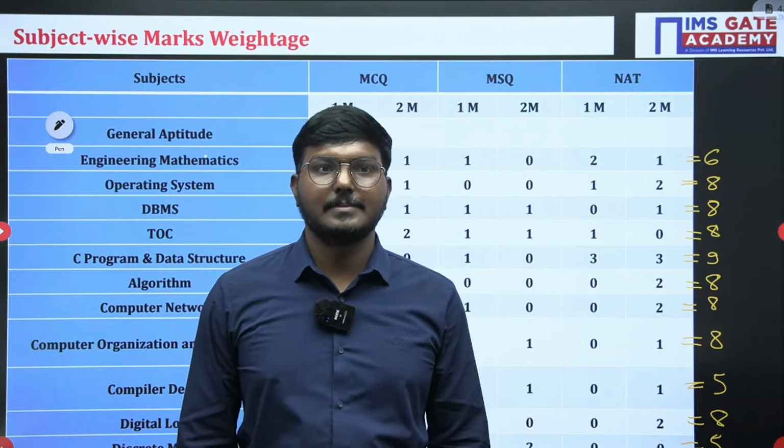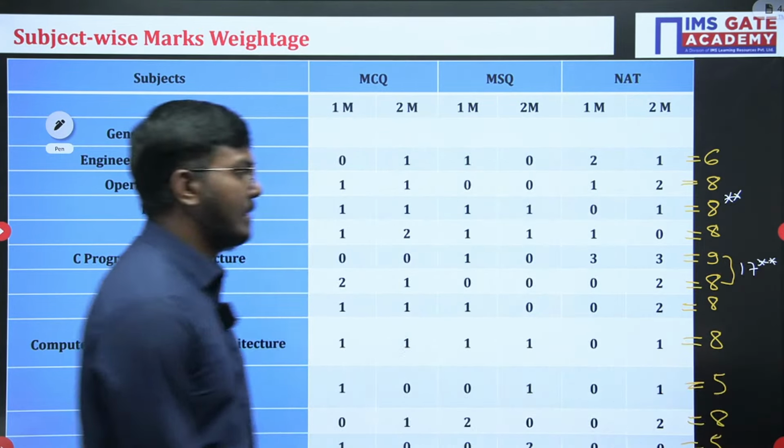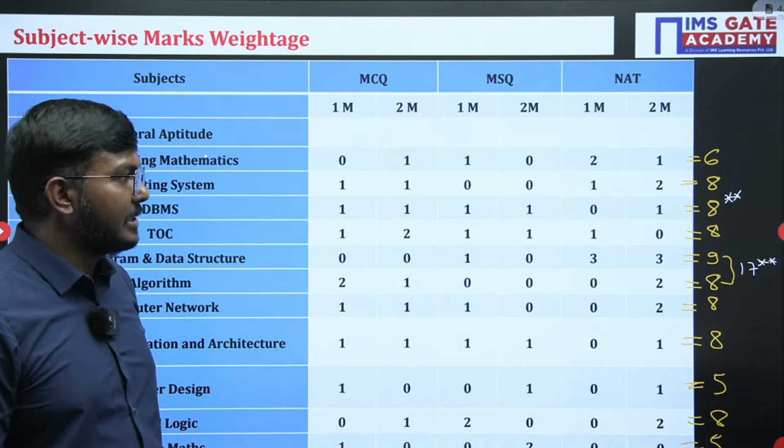Very good. Okay, now let's see. First, let's start by discussing the marks distribution per subject. As we discussed in the classroom also, in DBMS they asked 8 marks. And if you combine data structures and algorithms with C programming, they asked 17 marks. These two subjects are very important, and mostly the mark distributions are as per our discussion in the classrooms.